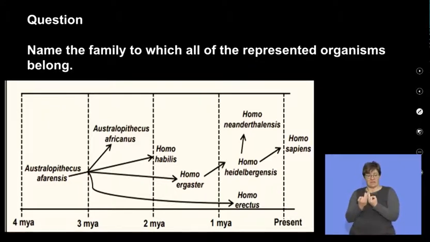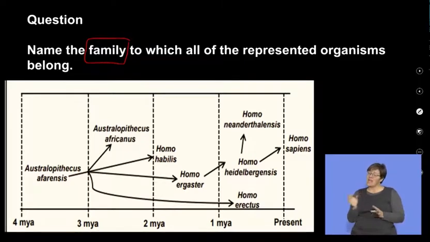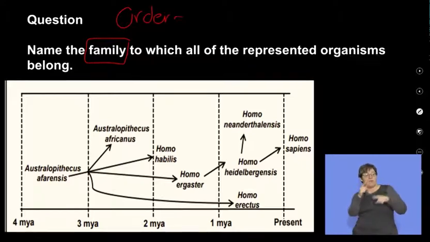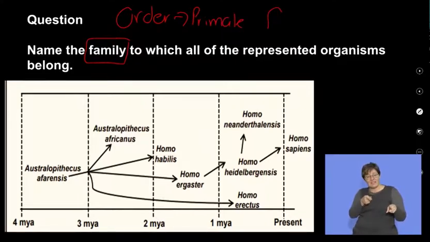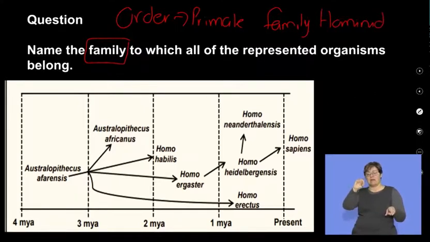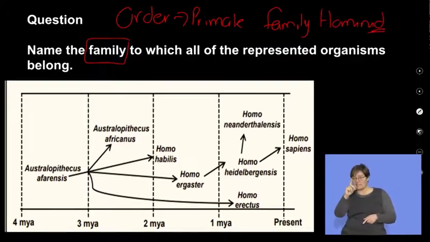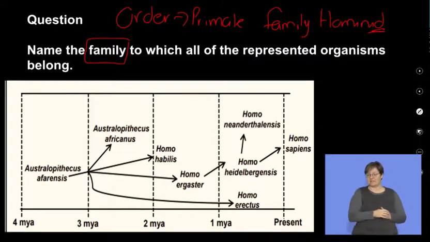Name the family to which all the represented diagrams belong. Guys, this is the one that we said right from the beginning. What are the two things I need to know? I need to know that the order is primate and the family that I belong to. It doesn't show us here, but unfortunately you do need to know that it's going to be the hominid. Not the hominins, the hominids. There's two families, hominids and the hominins.